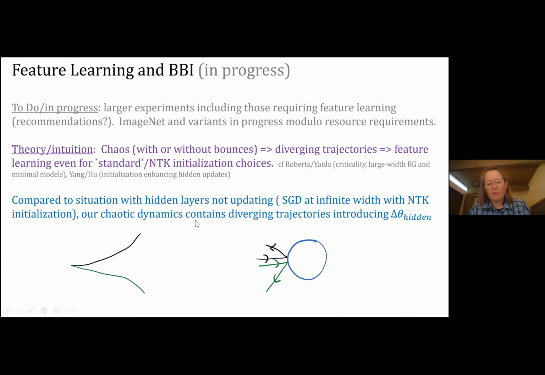But here, what I'm saying is that in essence, the chaos of the system will bounce it around so that if it was moving in some linear, non-feature learning direction in parameter space, it'll get kicked to have an update that's substantial in the feature learning directions. So in some sense, the bouncing or chaos is introducing an analog of just making different initialization choices.